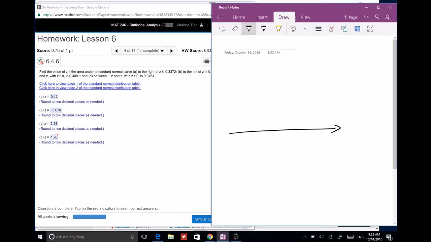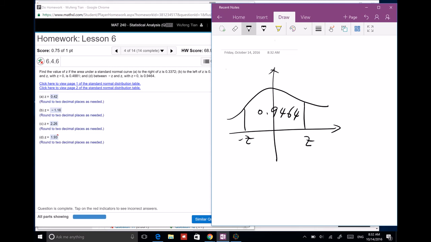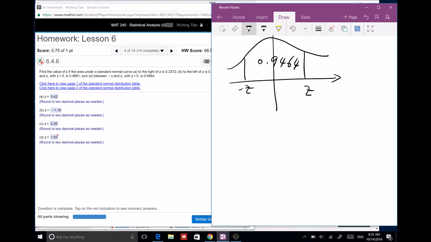The last one says between negative z and z, with z bigger than 0. Between negative z and positive z the area is 0.9464. Okay, so the table only gives you the area to the left, right? So the middle one is 0.9464.